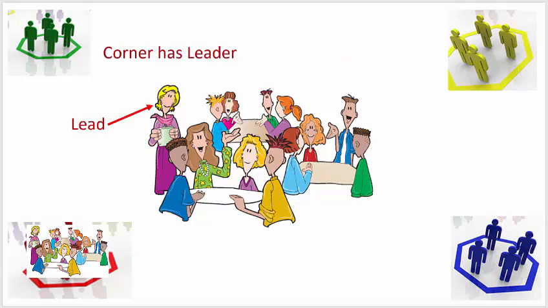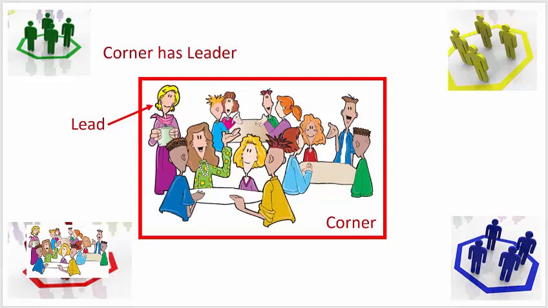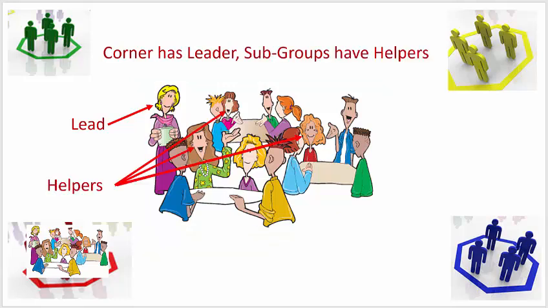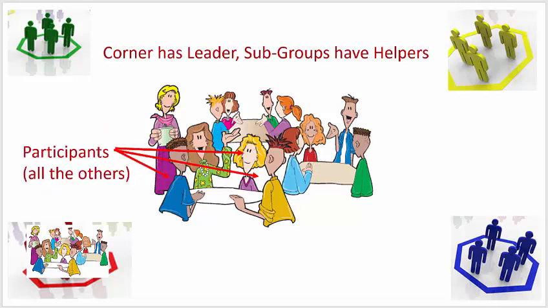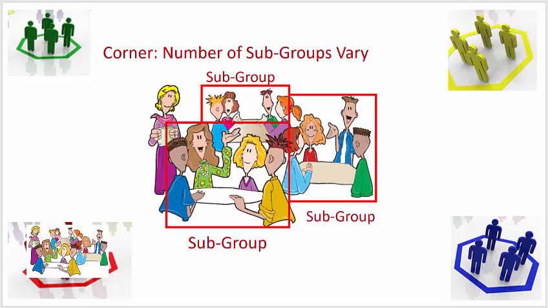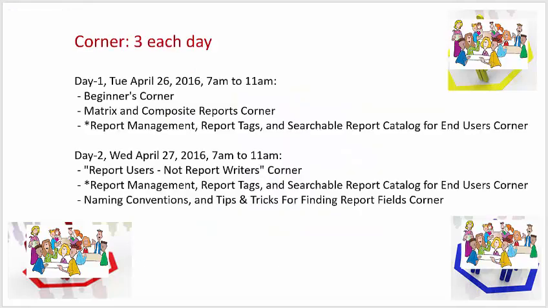Every corner has a lead, so this is a picture of one corner, and then within the corner there are subgroups, and ideally each subgroup would have a helper. Besides the lead and the helpers, the rest of you are the participants. Once again, this is a picture of a corner, and in this corner there are 3 subgroups. As the date for the reporting Share-a-thon comes near, we now have 3 corners for each day. This list is on the community on the FAQ page.